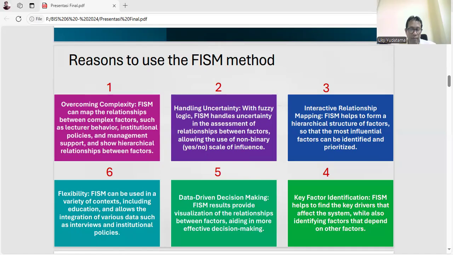Five, data-driven decision making. The results provided by FISM offer a clear visualization of how different factors interact. This aids in making data-driven decisions, leading to more informed and effective strategies for improving academic integrity. Six, flexibility. FISM is a versatile method that can be applied to various contexts, including education. It also allows the integration of diverse data sources, such as interviews and institutional policies, providing a comprehensive approach to analysis.